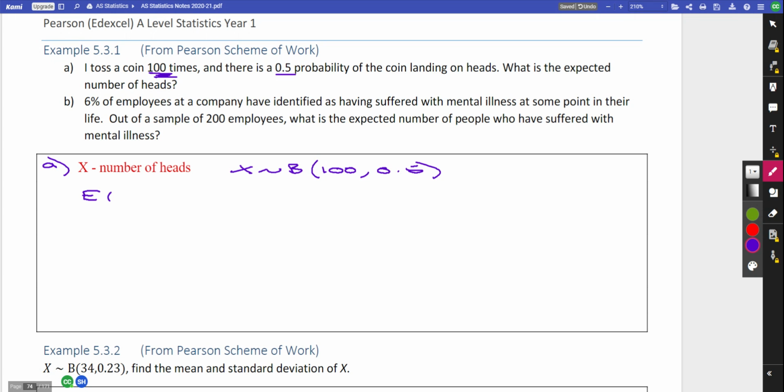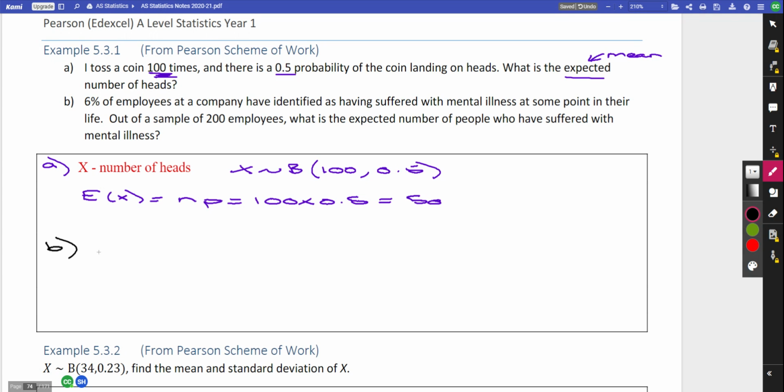Our expected value, so our mean, is equal to np, which is 100 times 0.5. So we would expect to get 50 heads. And I think, like I said before, logic should get you to that answer anyway. Have a read through part B, so it might be worth pausing the video at this point, do part B, and then play the video and see if you have got it correct.